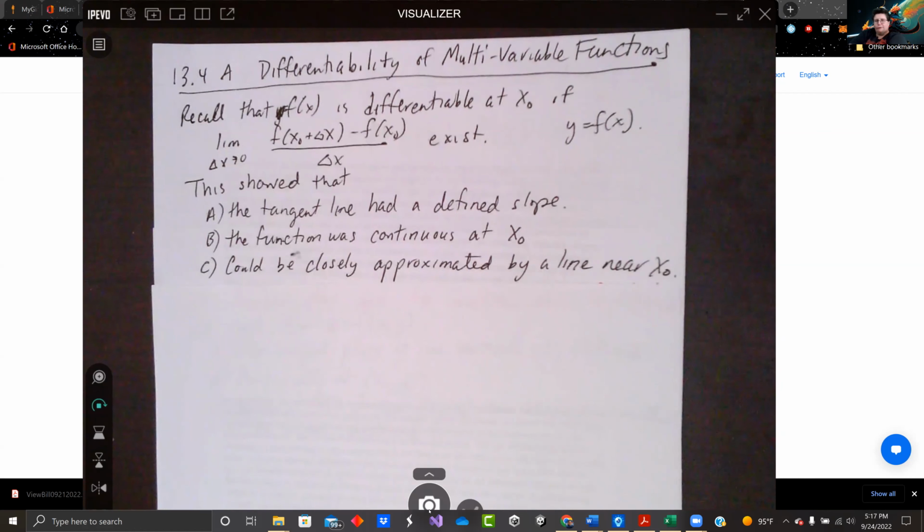We're going to start 13.4 for calculus. This is on the differentiability of multivariable functions. So let's just jump right into it.